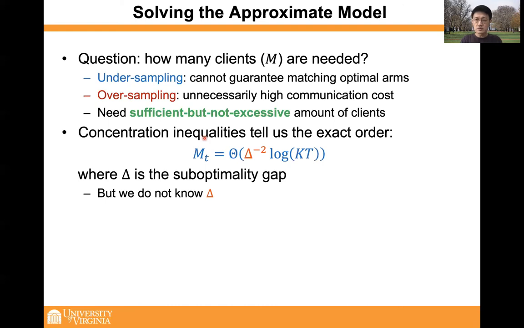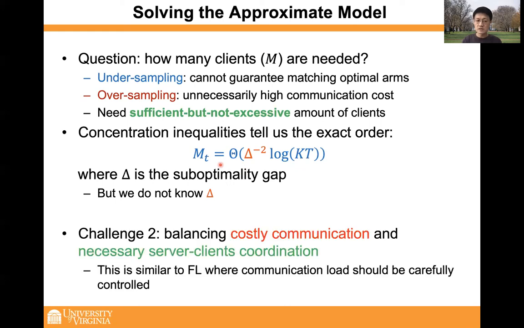If you assume perfect knowledge of the model, then you can use concentration inequalities. It tells us that the exact order is like this: log(KT) divided by delta squared, where delta is the suboptimality gap. Again, by now you know what this gap is. It measures the difficulty of the game. Okay, but again, in reality, we do not know delta, right? And this M is really based on an ideal situation where you assume that you know the game, but we do not know the game to begin with. So how do we solve this problem?